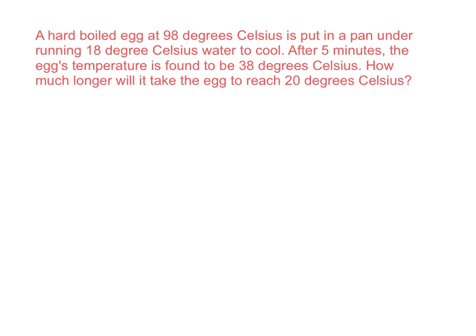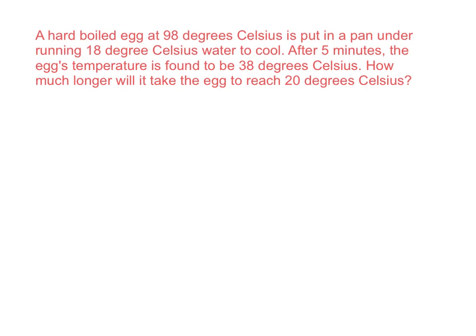Okay, so here's our only example. The program I'm using here does not allow me to do the degree symbol or the Celsius symbol, although I suppose I could have used a capital C. But anyway, you could save yourself some time by just using the symbols. So we have a hard-boiled egg at 98 degrees Celsius. It's put in a pan under running 18 degrees Celsius water to cool.